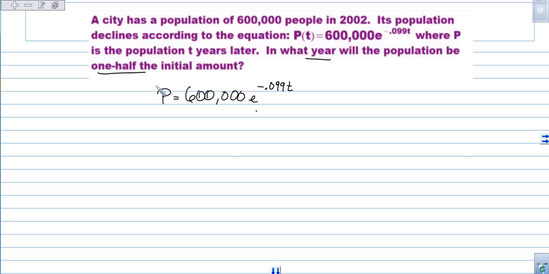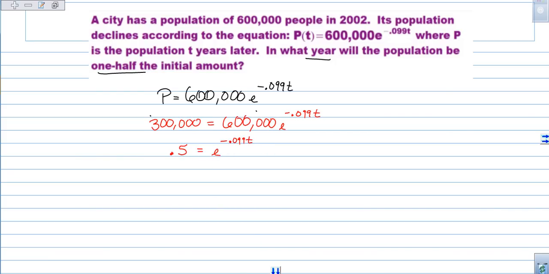Okay, and when we do this, in order to solve it, first we have to isolate the e term. Okay, and then our P, we need to know, is 1/2 of that amount. So half of 600,000 would be 300,000. The same shortcut applies that I talked about earlier, because you'll see that we have to divide the 600,000 to the other side, since we want the number to not be double or triple, but we want it to be half. When we divide the 600,000 to the other side, you'll end up with 0.5 equals e to the negative 0.099t.